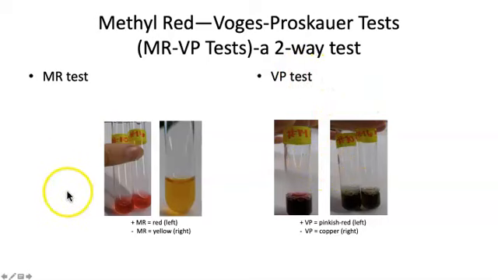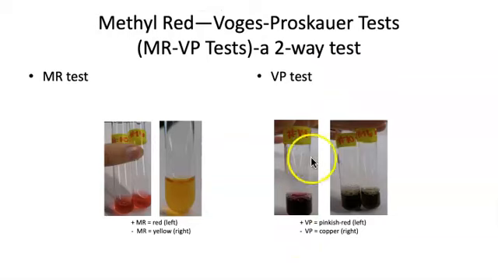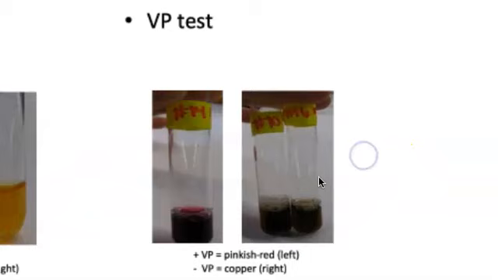So the MR test looks like this one on the left. Over here on the left, you see a positive test. You can see this color change went from the yellowish of the medium to red. So that means this is positive for the MR test. On the right shows a negative test, and it's yellow. Okay, and then the VP test looks like this area over here on the right, so I'll just zoom in there.